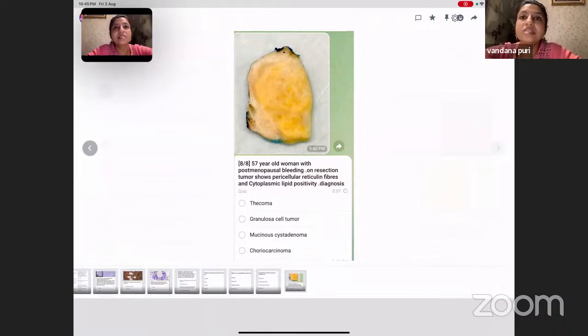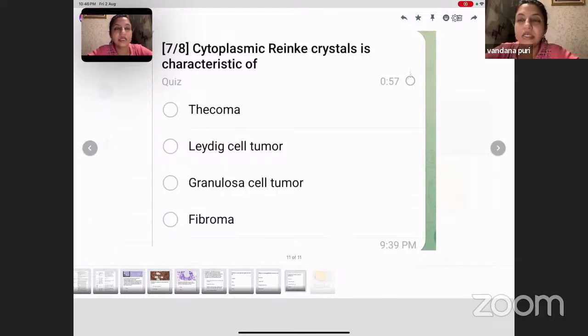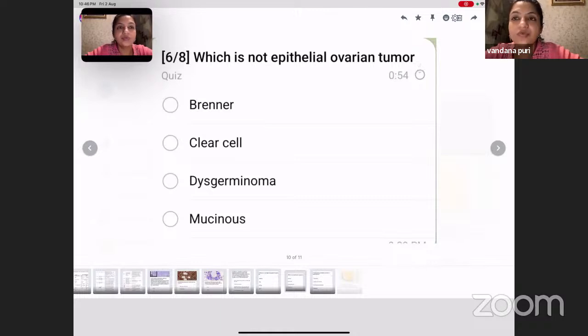Okay, fibromas are whitish tumors and they are usually fibrous. And this was another question, now you know this answer. Ladies love the crystals, so Leydig cell tumor will have the crystals of Reinke. Thecoma has cytoplasmic lipid. Granulosa cell tumor, foxy tumor, with Call-Exner bodies. So Call-Exner bodies are follicle-like bodies with grooved nuclei, coffee bean nuclei, because girls love coffee. Okay, and fibromas are very whitish tumors. Coming to the next, this was the question which is not an epithelial tumor, which we have already discussed. The answer to this question is dysgerminoma, which is a germ cell tumor, right?